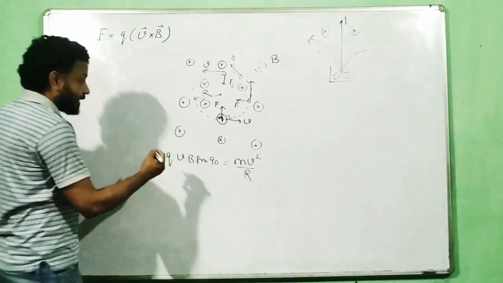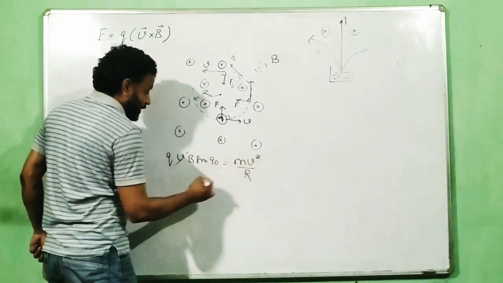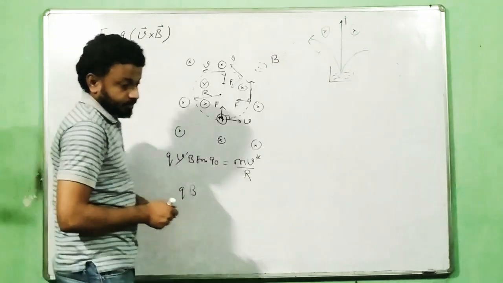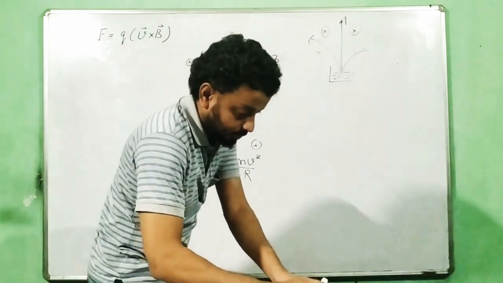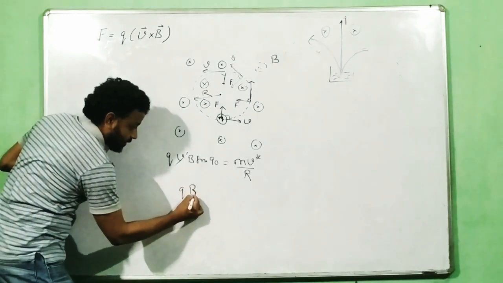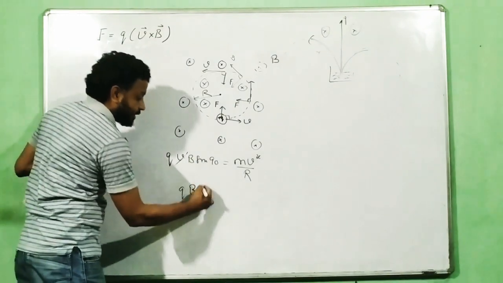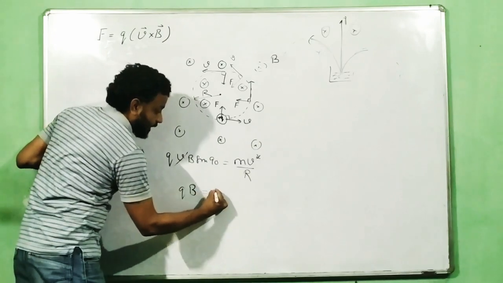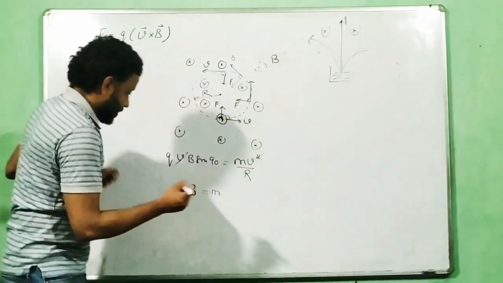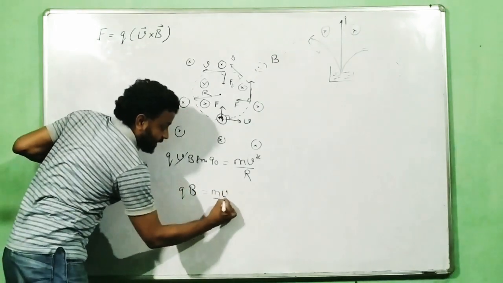Okay, moving ahead. Sin 90 is 1. One of the velocity will get cancelled out. What are we left with? We are left with Q into B, sin 90 is 1, that is equal to mv by r.